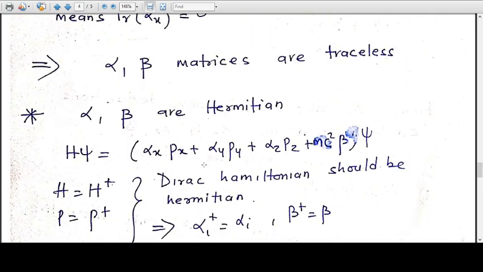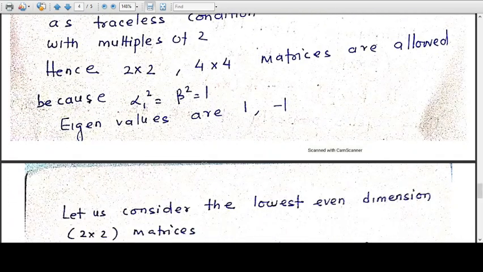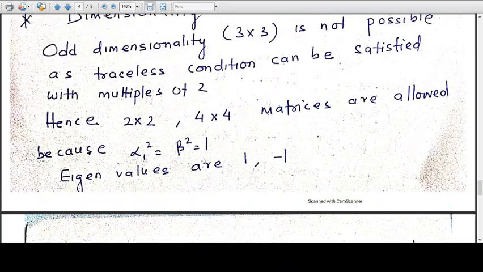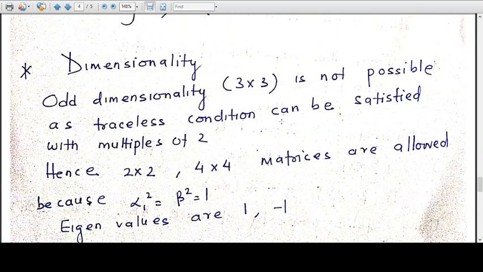See, here we have said alpha square is equal to 1. Means if you are having three numbers, each 1 or minus 1, then the trace cannot be 0. Either it has to be two numbers, 1 and minus 1, or four numbers, 1, 1, minus 1, minus 1. Then only the trace can be 0. So the traceless condition demands that 3 into 3, any odd-dimensional matrix, or 5 into 5 is not possible. It should always be multiples of 2, that is, 2 into 2 and 4 into 4 matrices are allowed. I hope I am clear.